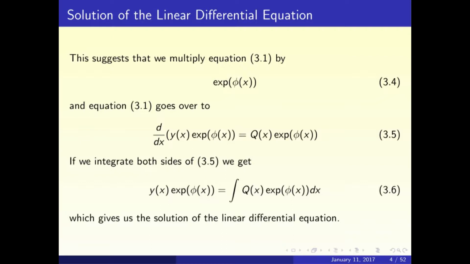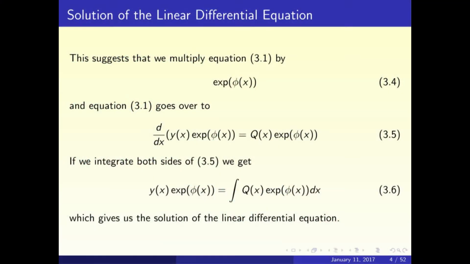So if you multiply the original differential equation 3.1, namely y prime plus p y equal to q, by e to the power phi of x, we get equation 3.5, namely d/dx of y of x into e to the power phi x equal to q of x into e to the power phi x. Now it's very clear what we should do next. We should integrate 3.5, and we get 3.6.